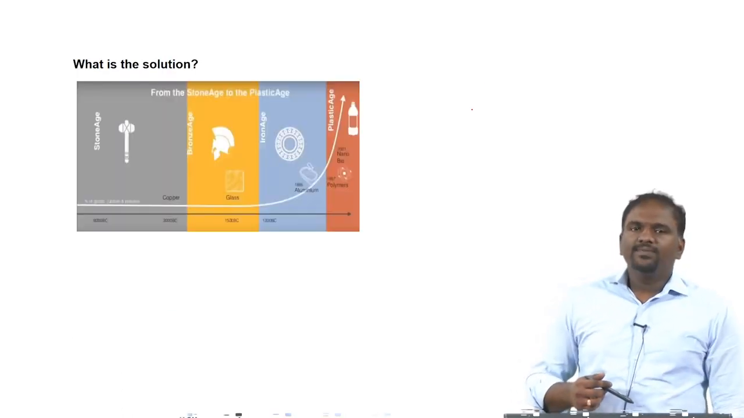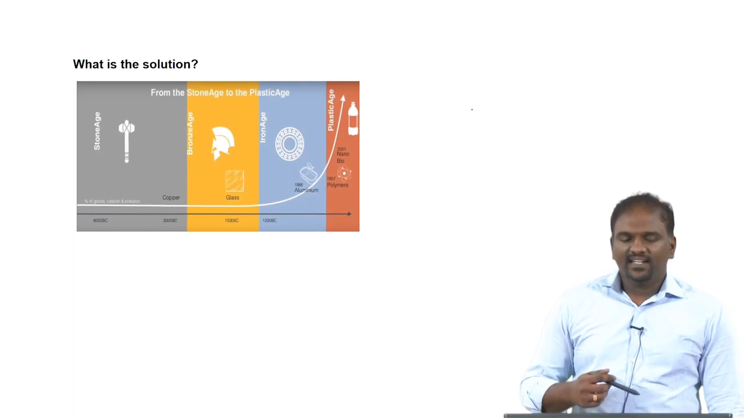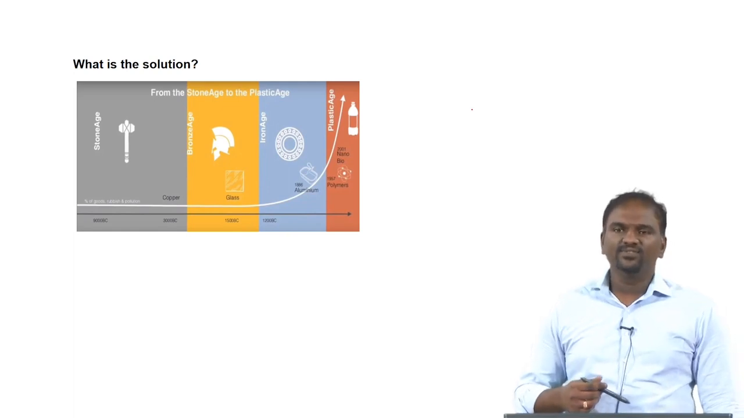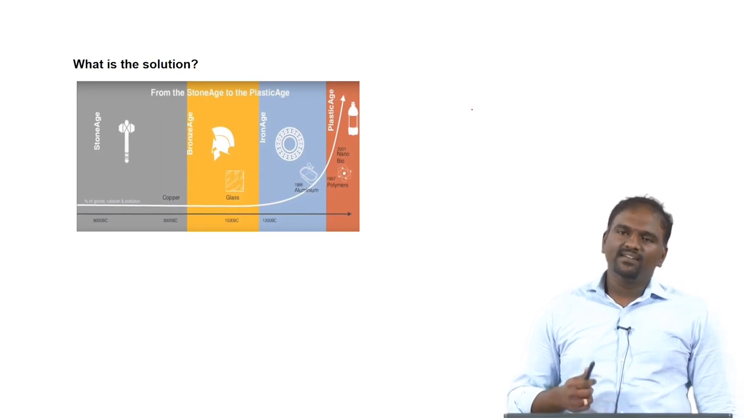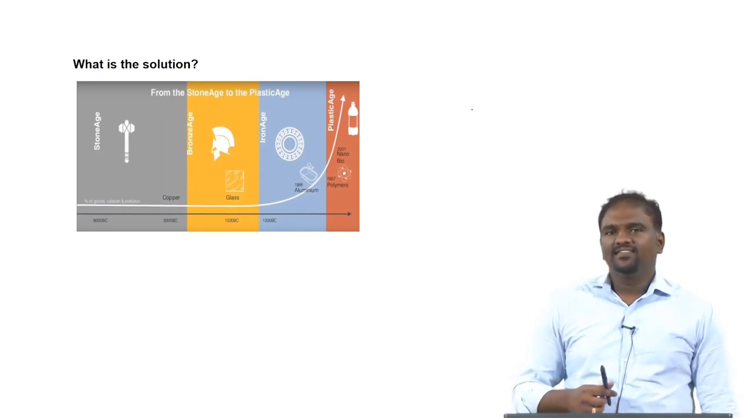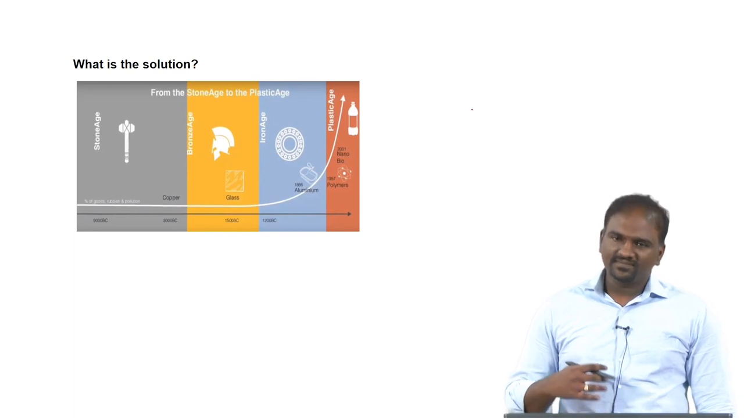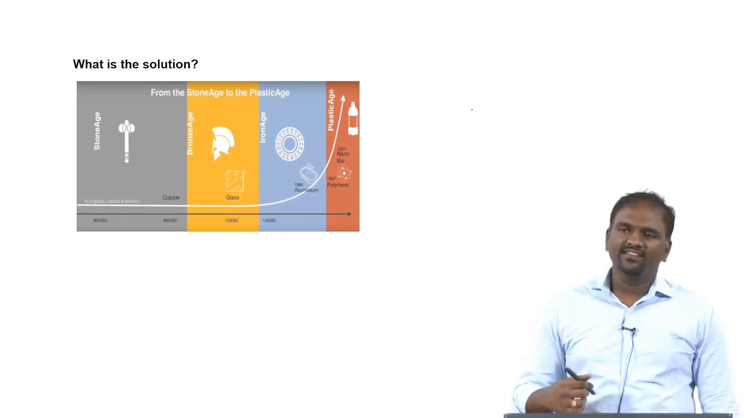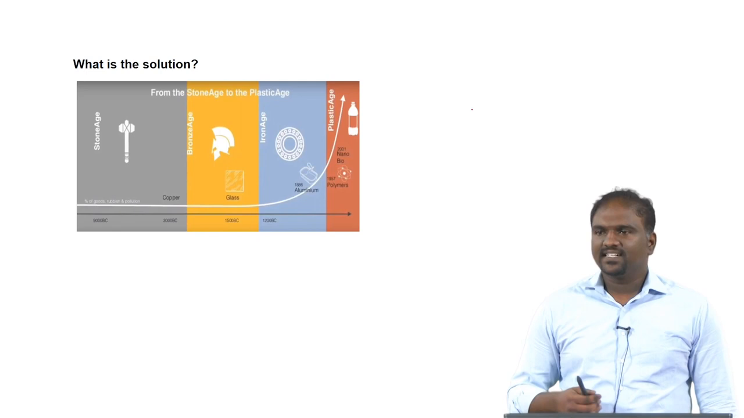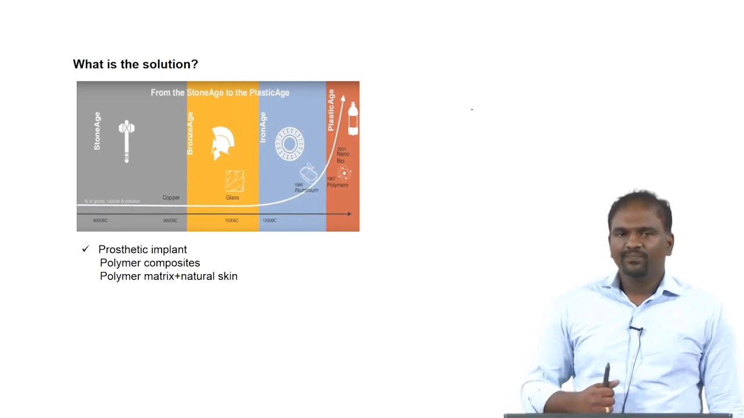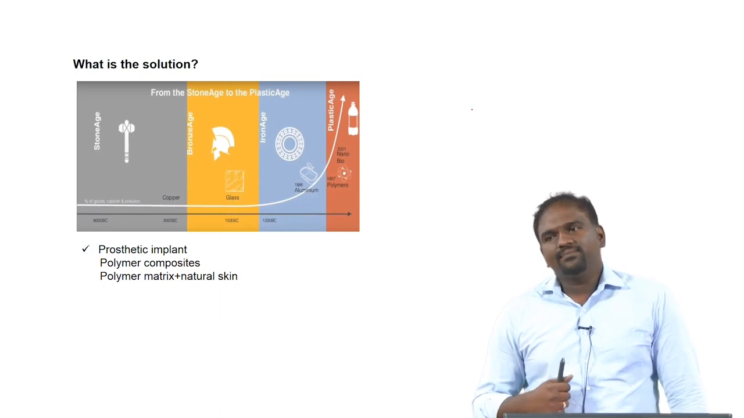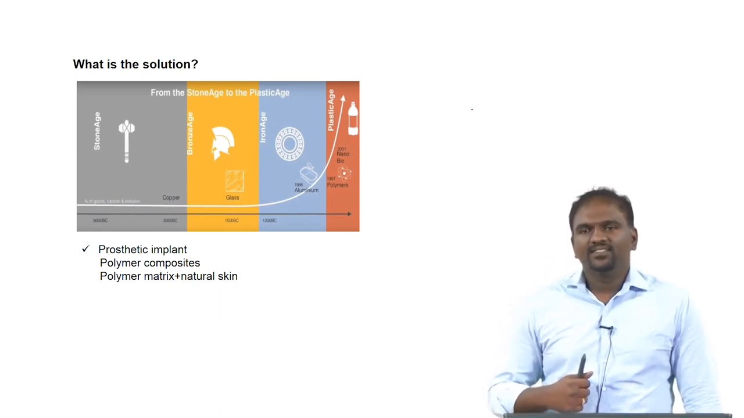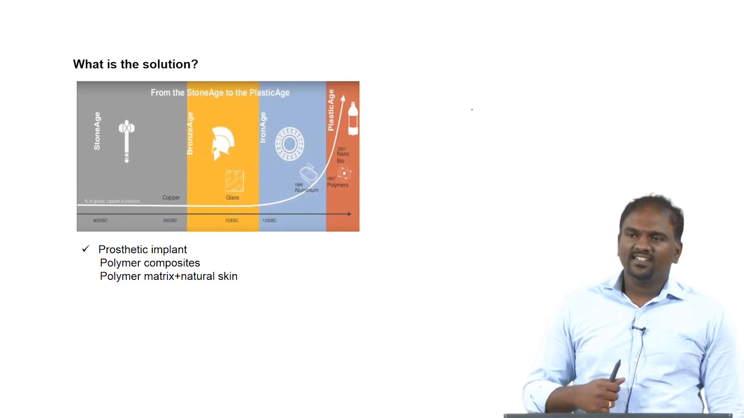So, what could be the solution? We have come from the stone age to now the plastic age, where we are using multiple polymers for various good applications like these. So, we can make a prosthetic implant, and that prosthetic implant can be made with a polymer. So, the polymer can be used as a skin graft.